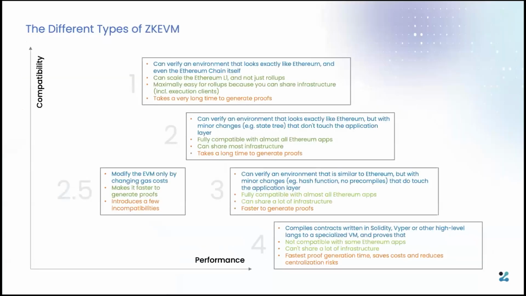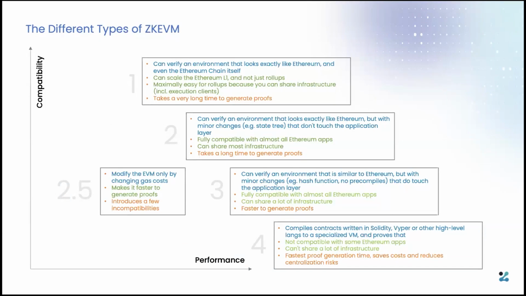These are different kinds of ZK EVM based on performance and compatibility. Compatibility is based on how compatible they are with Ethereum. More compatibility means that the environment is exactly like Ethereum. So if you are running a decentralized app, you have your own set of smart contracts, they can be ported as is. So that is more compatibility. Lesser compatibility means that there would be some challenges.